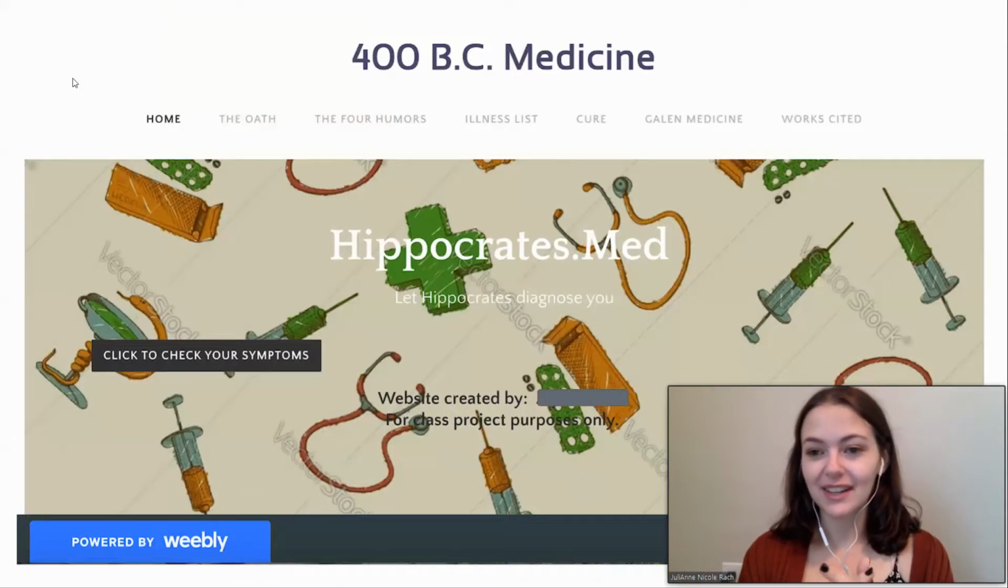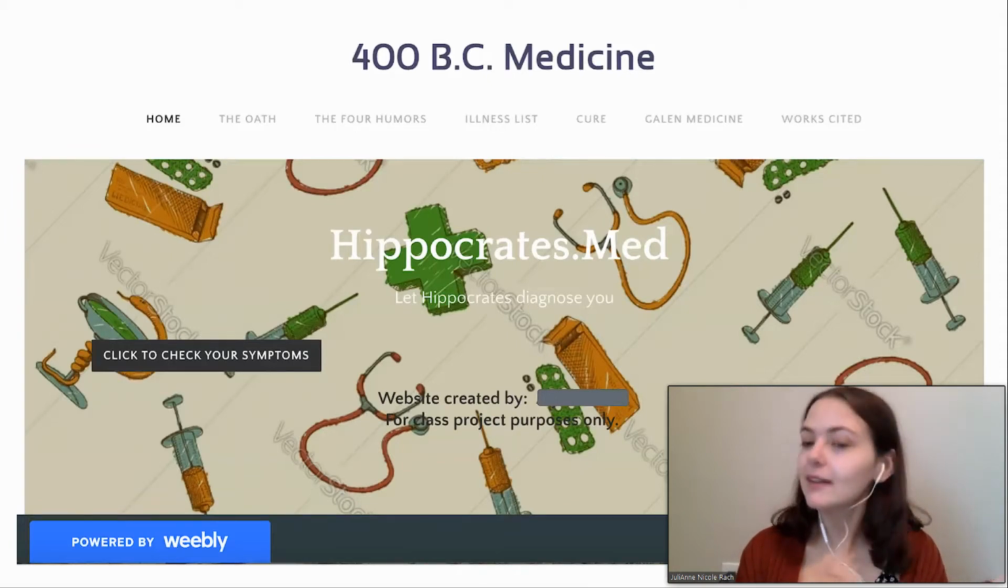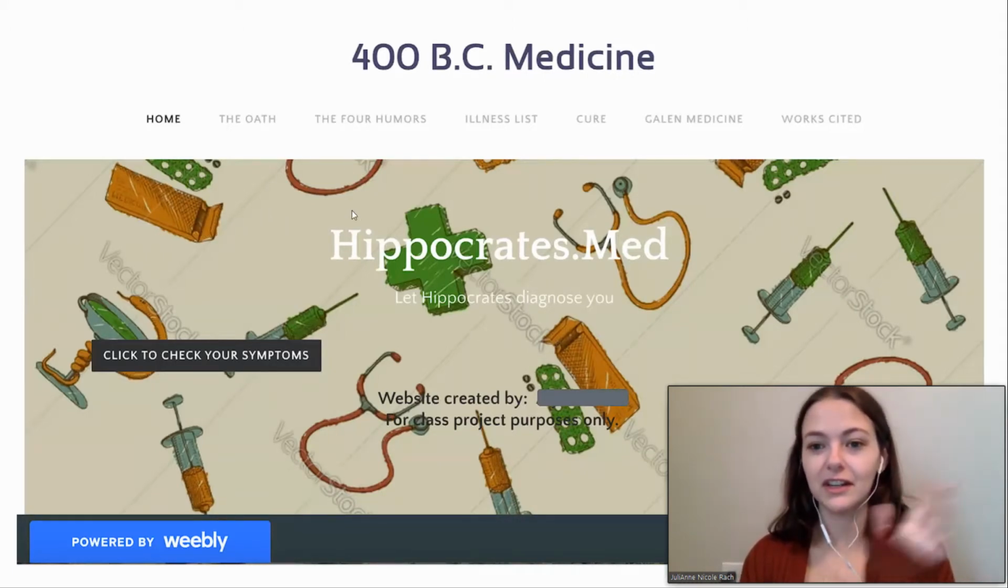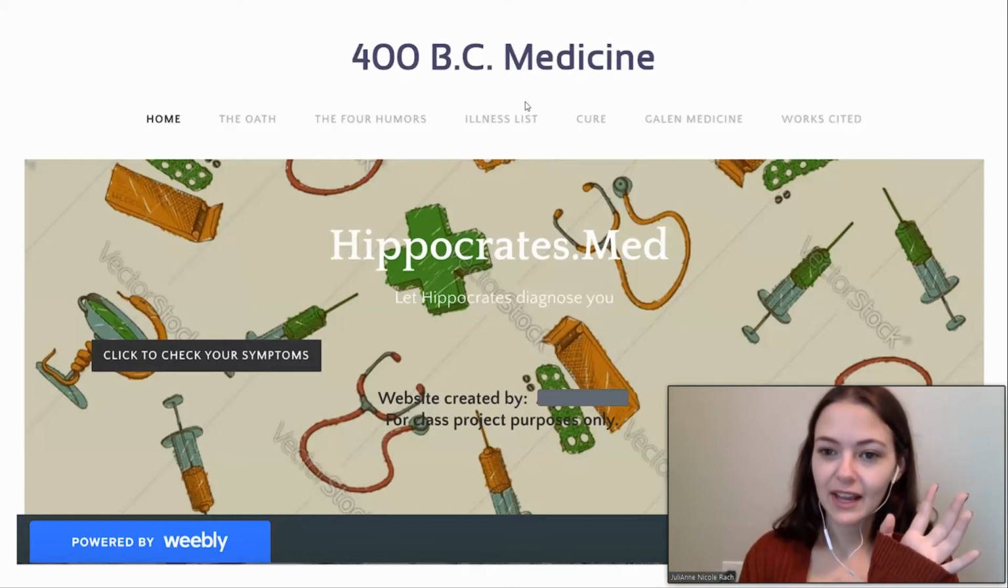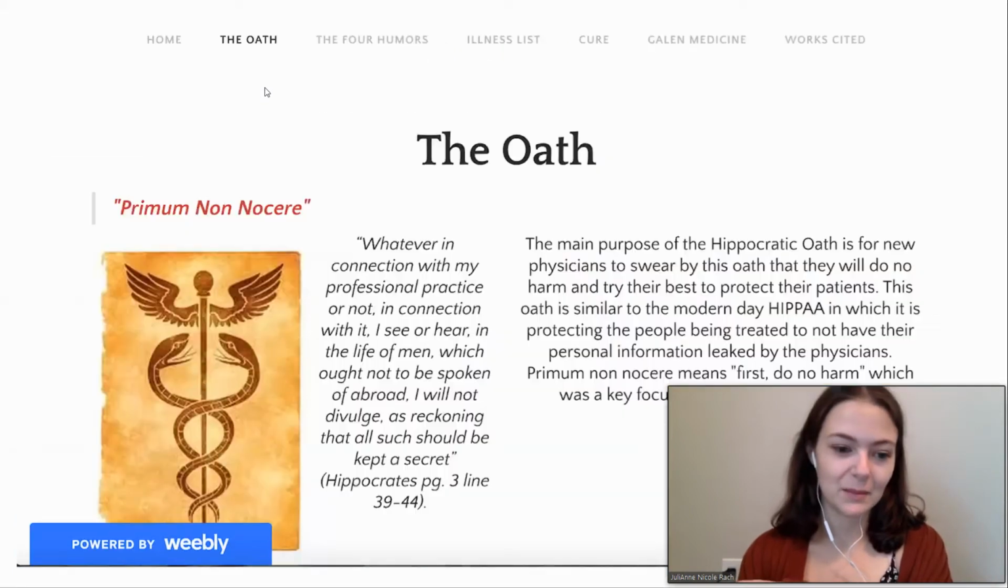So this is actually an example of a website. So you'll see here that they did it on Hippocrates. I can pronounce words, it's fine. From 400 BC, you'll see at the top it says home, the oath, the four humors, illness list, cure, the Galen medicine, and works cited. So if you go ahead and go to the next slide, please.